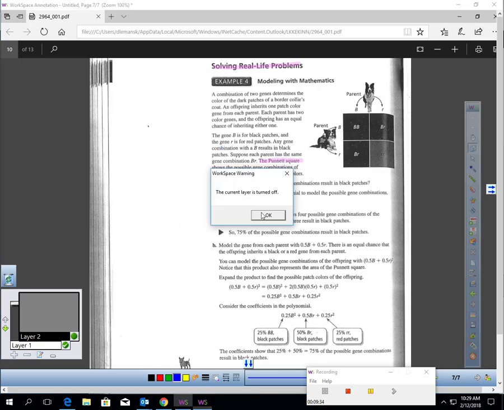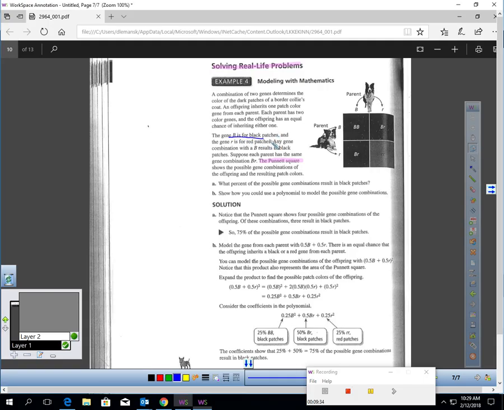Now the dominant gene, B, is for the black patches, and gene R is for the red patches. Any gene combination with the dominant gene would result in black patches. So if we have any combination with a black patch gene, that offspring is going to have black patches. Suppose each parent has the same gene combination, they have the dominant gene and the secondary gene, little r for red patches.